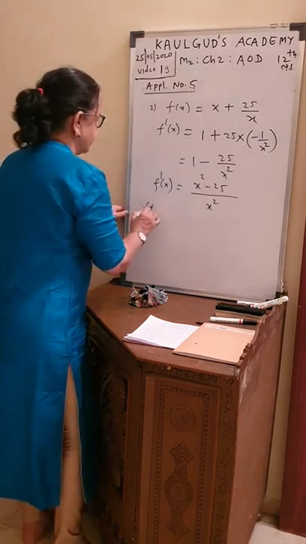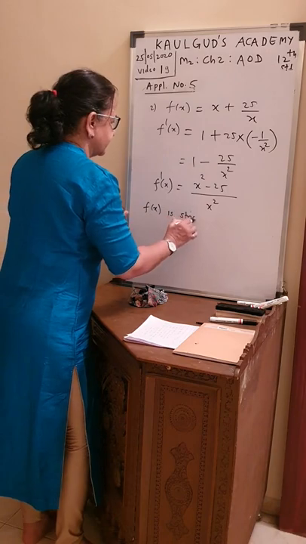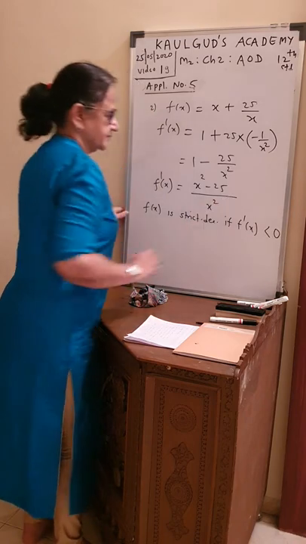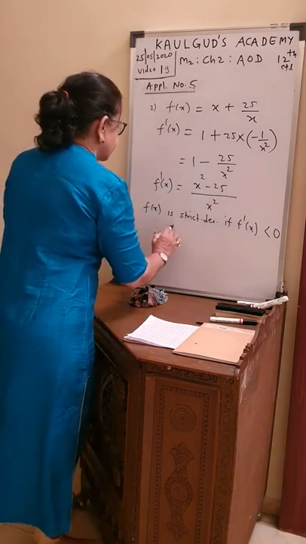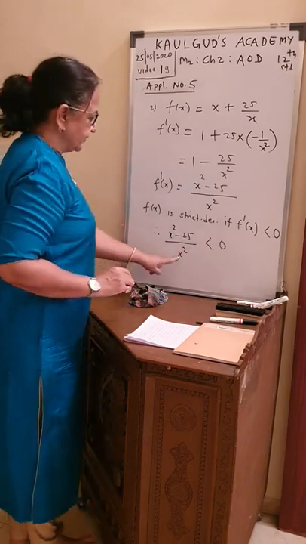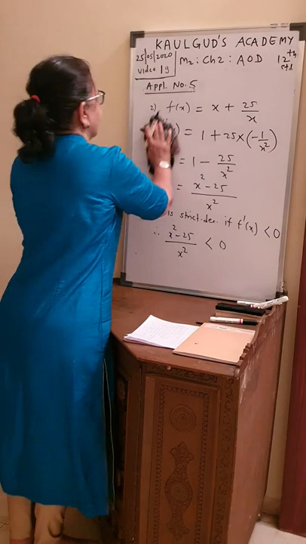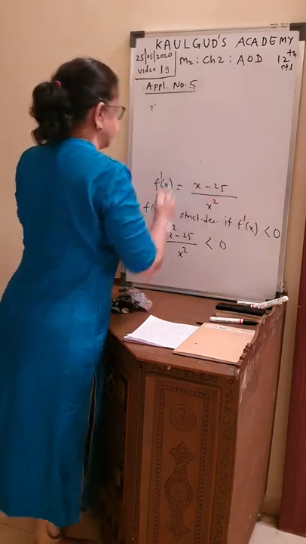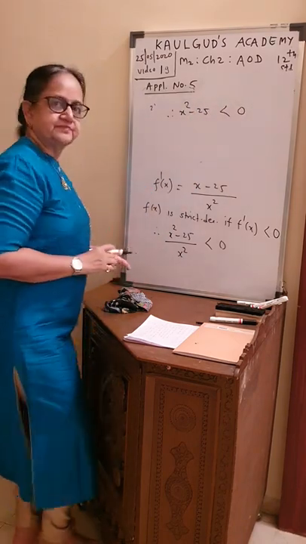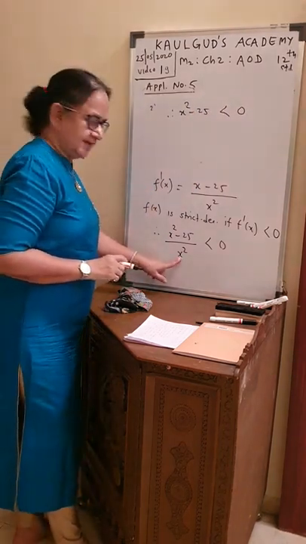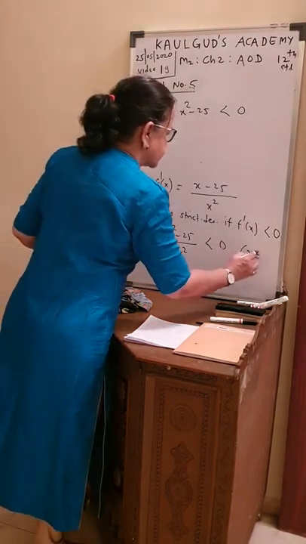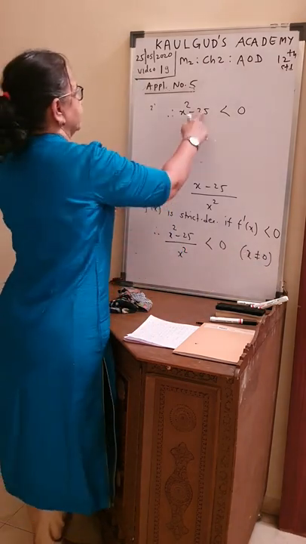Now write a statement. F of x is strictly decreasing if f dash of x less than 0. So x square minus 25 upon x square less than 0. Cross multiply, 0 into anything will be 0. So I have x square minus 25 less than 0. X cannot be 0, right? Because it is coming in the denominator. So x can't be 0, for any non-zero x. Okay. Alright. Now take 25 on that side.